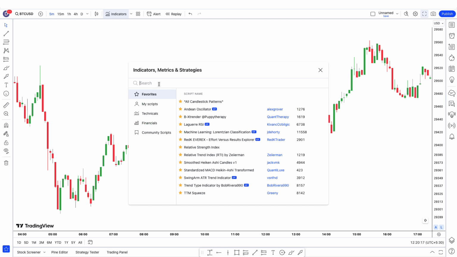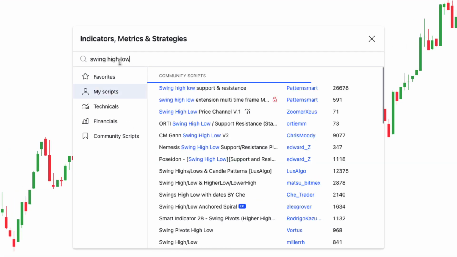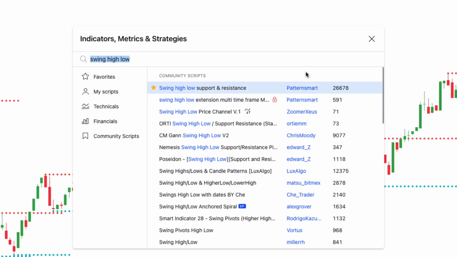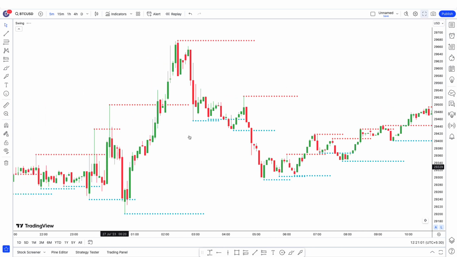Navigate to the Indicator Search tab and search for the Swing High-Low Support and Resistance indicator. Select the indicator made by Pattern Smart and add it to the chart. This indicator plots dotted lines that represent swing high and swing low, points that can act as both support and resistance zones. Since the settings of the indicator aren't optimal yet, let's adjust them.